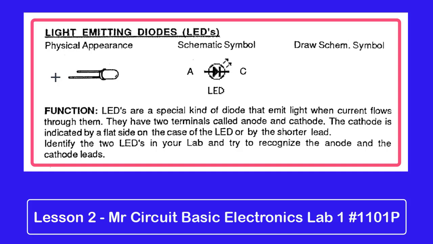Function. LEDs are special kinds of diodes that emit light when current flows through them. They have two terminals called an anode and a cathode. The cathode is indicated by a flat side on the case. So on the plastic part of the lens, they make a little flat side so that when they're soldered into a circuit where you can't tell which is the long and short lead, you can tell which side is the cathode. It's the side that has that little bevel on the edge of the plastic.